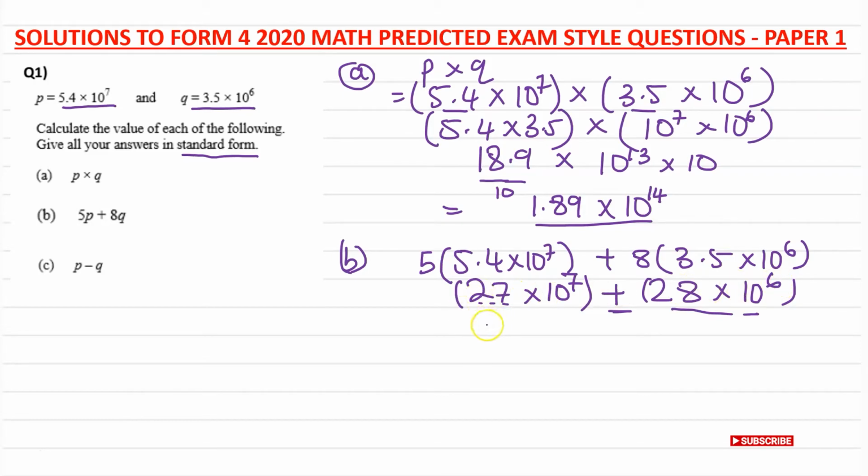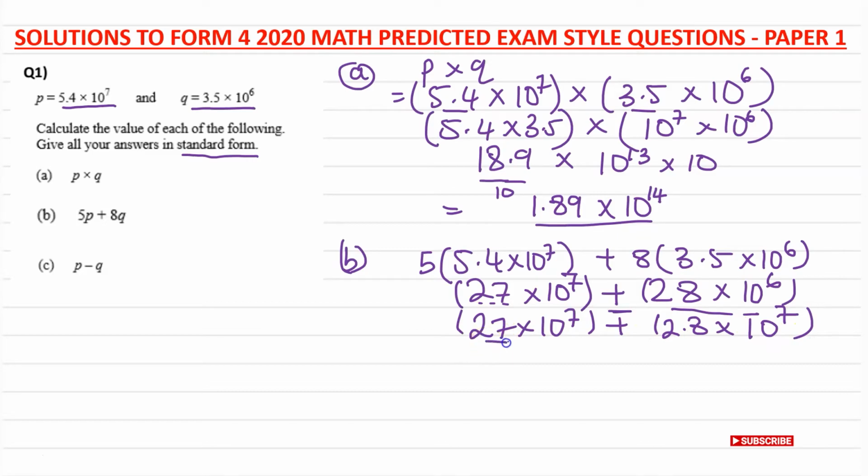Okay, so let's just write our numbers first. So we got 27 times 10 to the power 7 plus, if I change this and make this to the power 7, that means I have multiplied by 10. Therefore, I need to divide this 28 by 10 in order to balance it. So here I will have 2.8. So 2.8 times 10 to the power 7. Now they both have the same powers. I can go ahead and add them up.